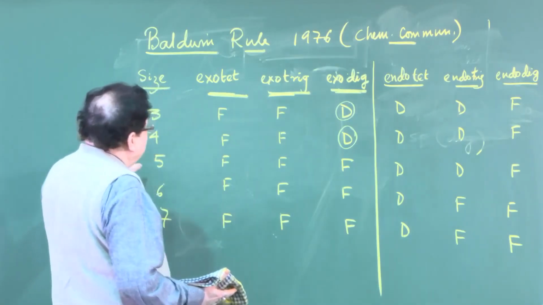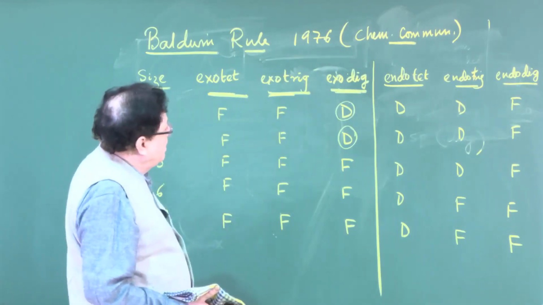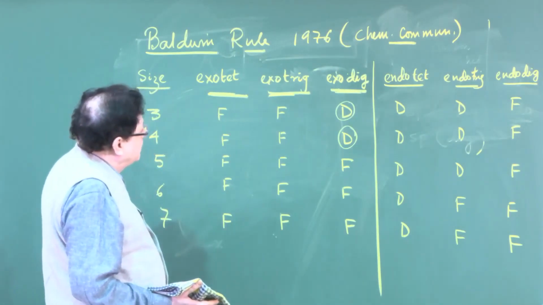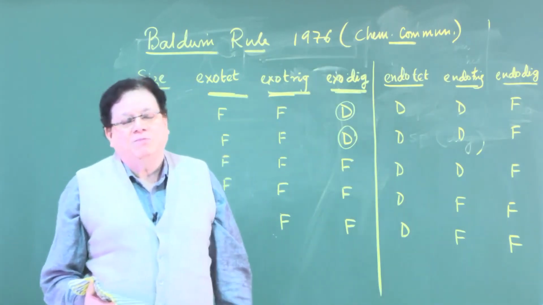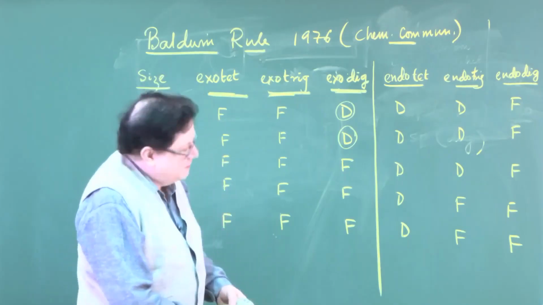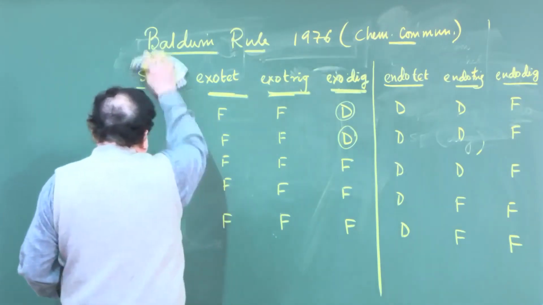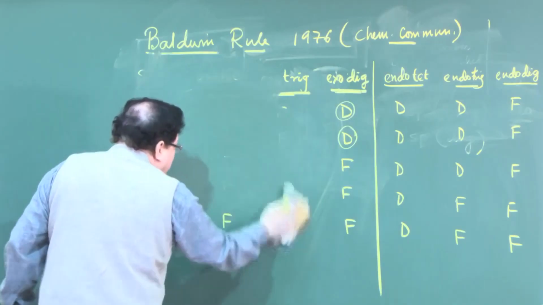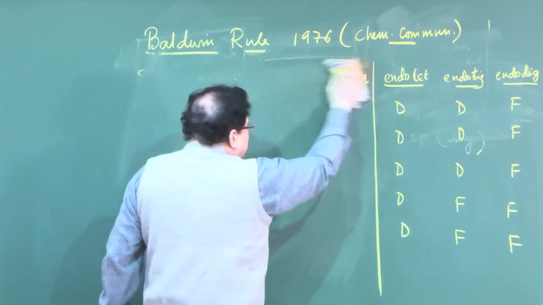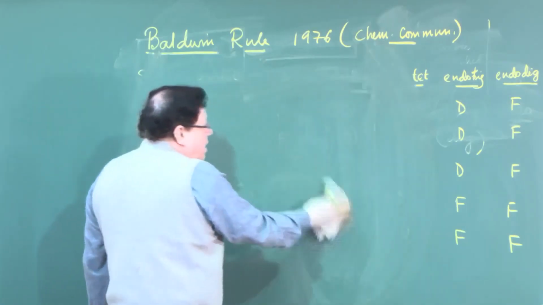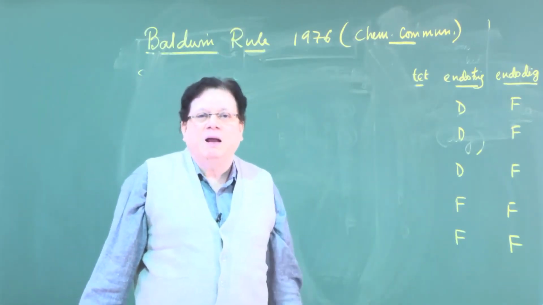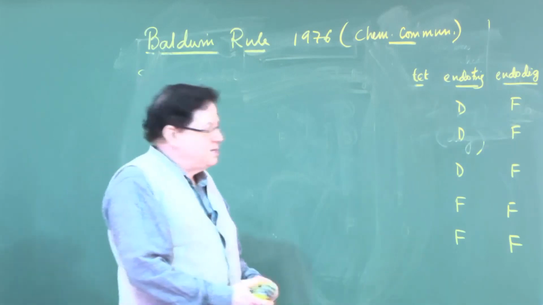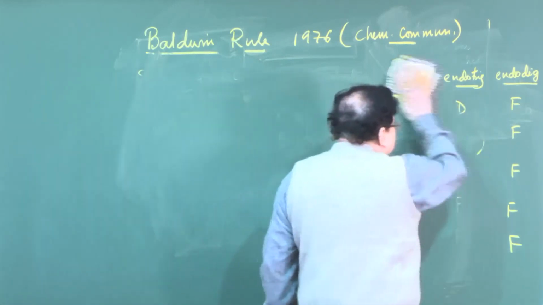Let us first give you some hint of what is the genesis of these rules. Now, the genesis is basically a stereoelectronic requirement, which is demanded by cyclizations, by intramolecular cyclizations.